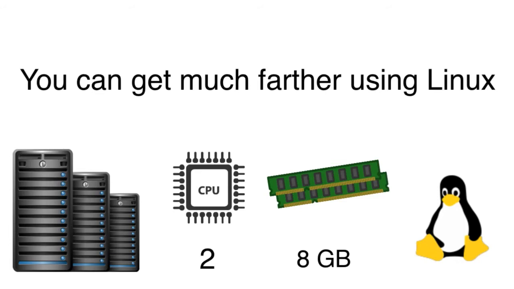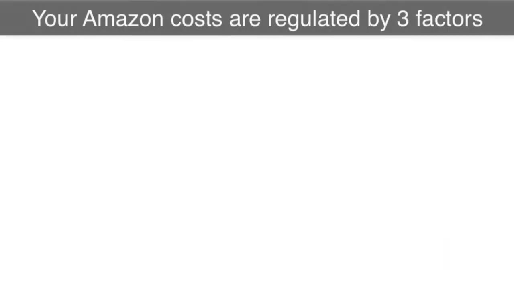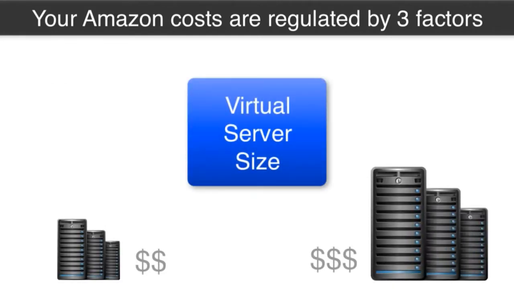Now, the next thing to understand is that your Amazon costs are regulated by effectively 3 things. The first item we just talked about is the size of the virtual server that you are effectively renting from Amazon. Once again, Amazon calls this an instance, and the size of that instance is a big component of how much your monthly bill could be or your annual bill.